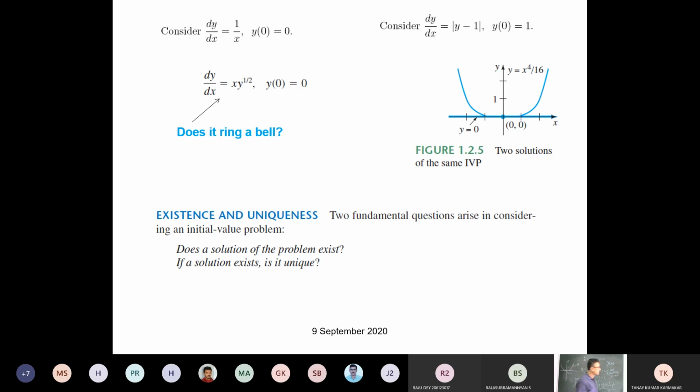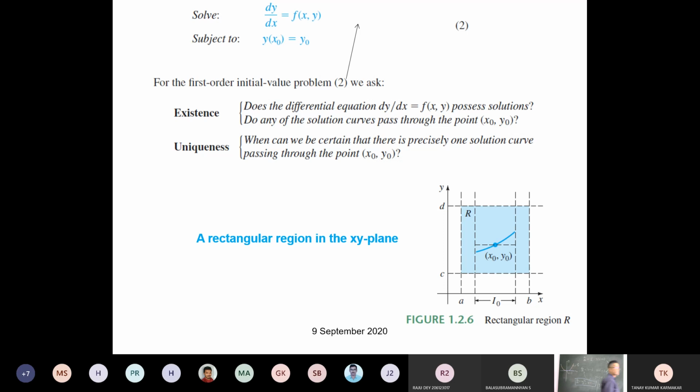So in seeking the answer, we can be more specific about this existence. Does the differential equation dy/dx equal to f of x, y possess a solution? If at all it possesses a solution, do any of the solution curves pass through the point x naught, y naught?